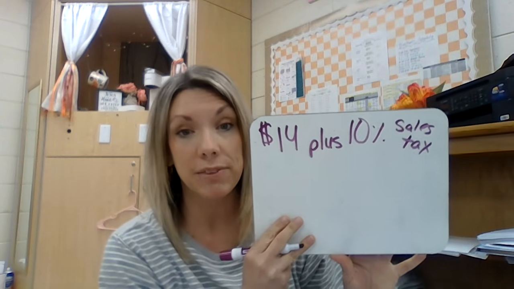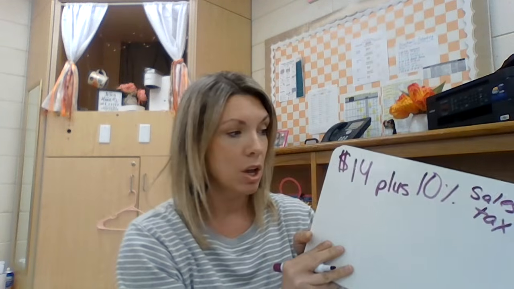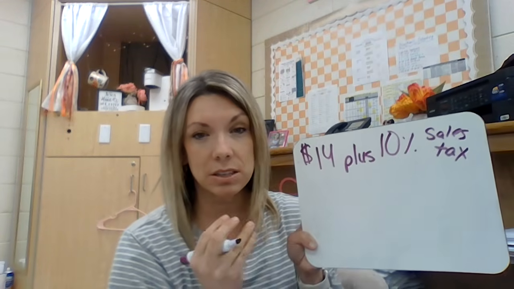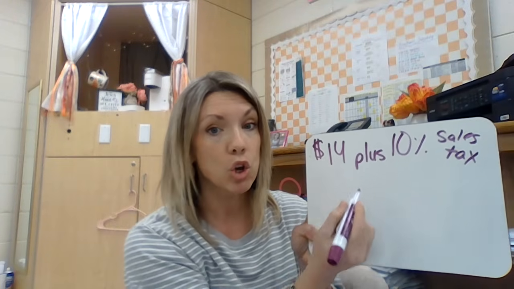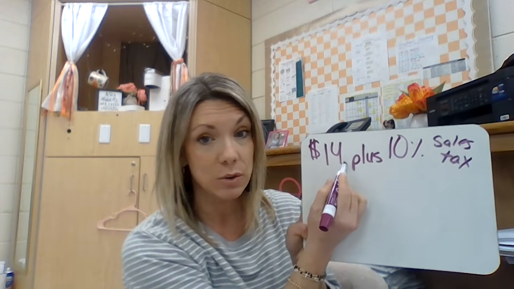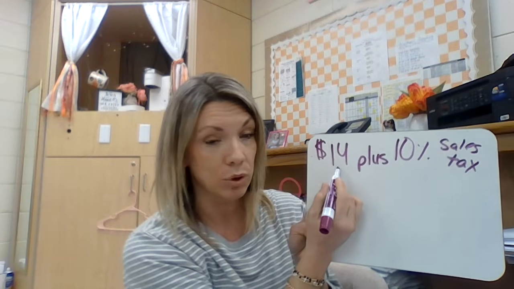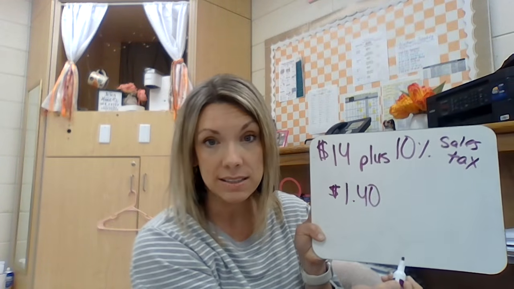That means that we're going to find 10% and add it to the $14. We learned in class that to find 10% of anything, you just take a zero away or you move the decimal to the left one time. So this one doesn't have a zero, so 10% of 14 is $1.40. We practice that in class a lot.